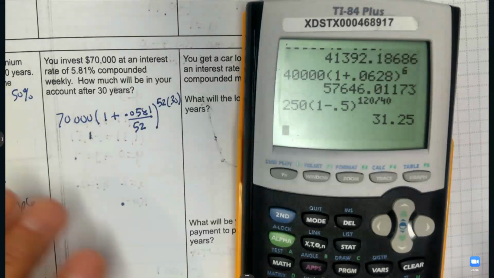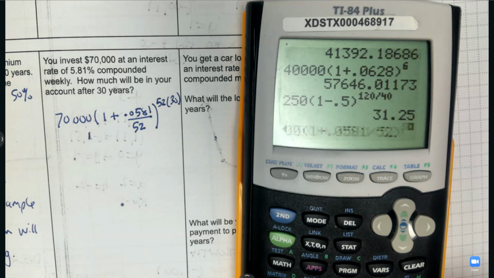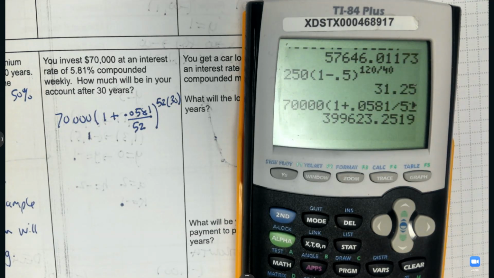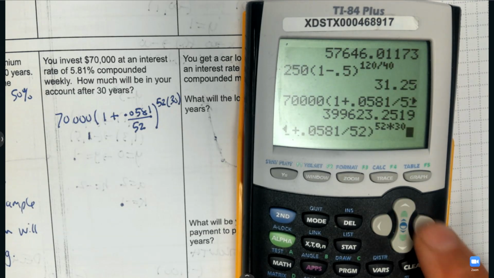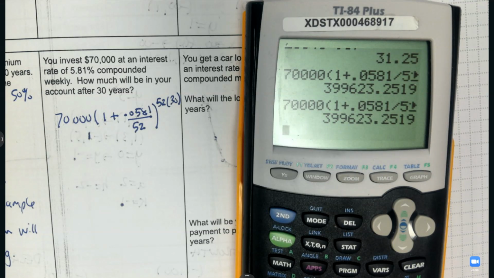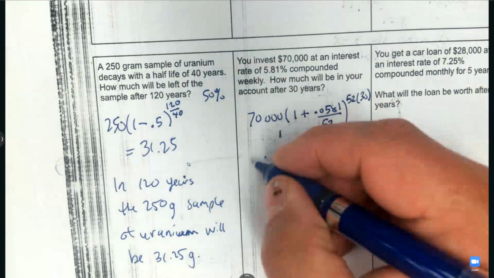So we have 70,000, 1 plus 0.0581 divided by 52. And then in the exponent is 52 times 30. Make sure I did that right. Yeah. So that is 399,000. That's nice, right, when it's compounding.